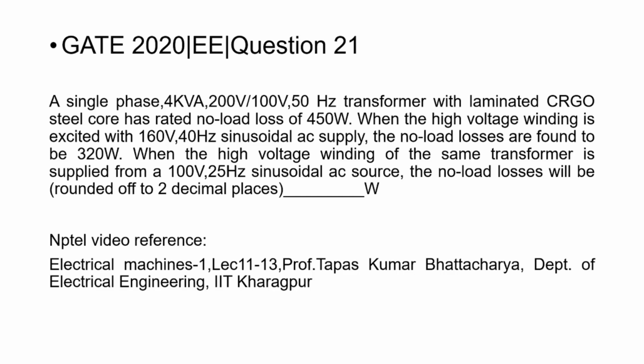When the high voltage winding of the same transformer is supplied from a 100 volt 25 Hz sinusoidal AC source, the no-load losses, rounded off to 2 decimal places, is dash watts. The NPTEL video reference for this particular question is Electrical Machines 1, Lecture 11 to 13 by Professor Tapas Kumar Bhattacharya, Department of Electrical Engineering, IIT Kharagpur.